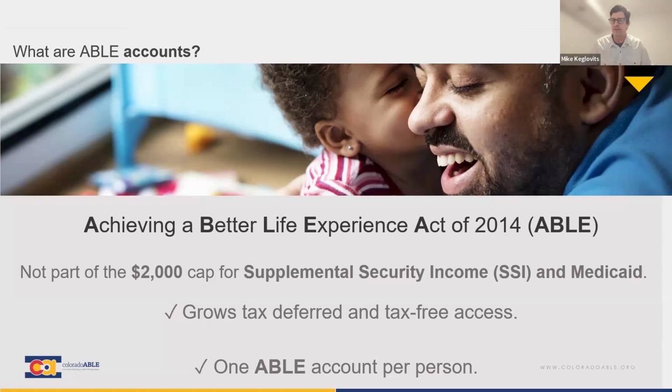Once money's in an ABLE account, it grows tax deferred. And when they go to get it and use it, it's also not taxed. So there are a lot of tax benefits to being in the ABLE account.